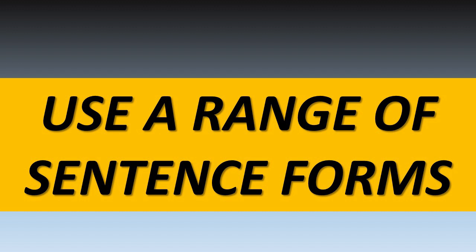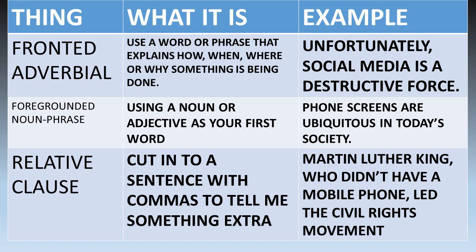One way that you're going to head towards a 7, 8, 9 is by using a range of sentence forms. Here are a few examples. So a fronted adverbial, you should know what one of those is. It's when a word or phrase that explains how, when, where or why something is being done is used at the beginning of a sentence. And there is an example. "Unfortunately, social media is a destructive force."